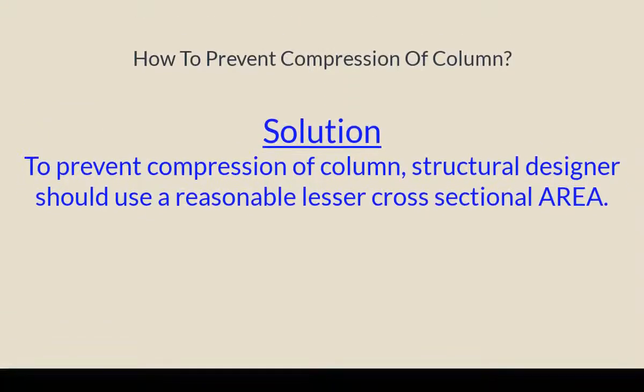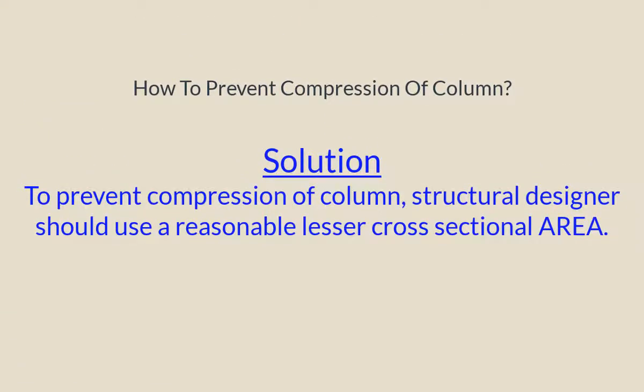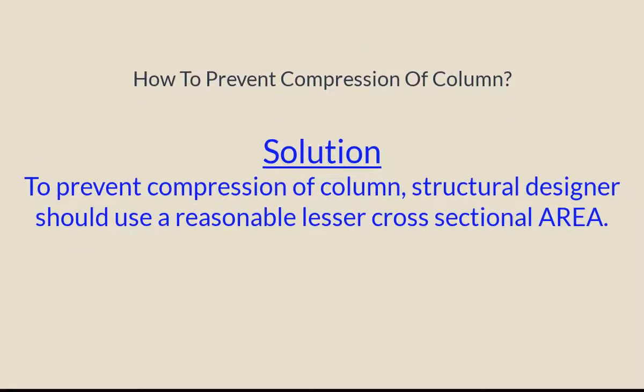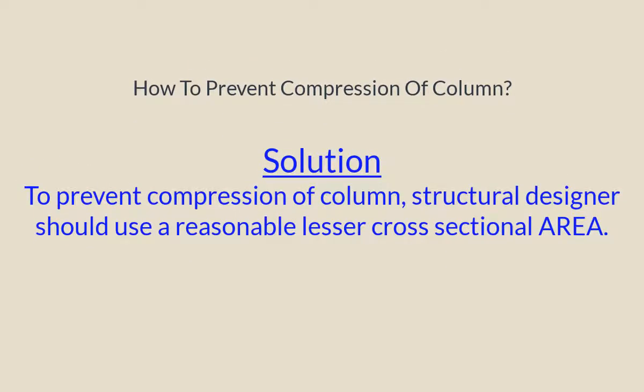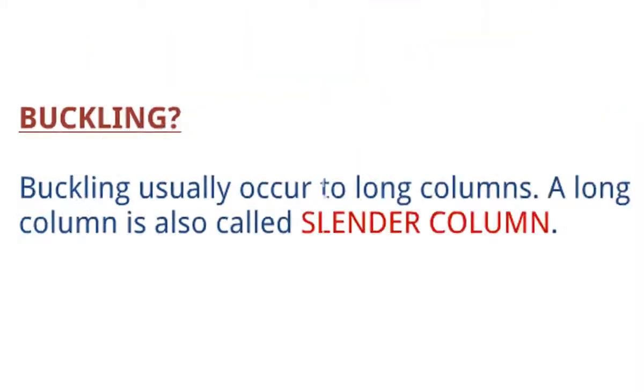Now, how can you avoid a compression failure in your column? To prevent a compression failure, we have to use a reasonably lesser cross-section for the column. By doing that, you will have a higher value of allowable stress. Buckling. Buckling usually occurs in long columns. A long column is also called a slender column.